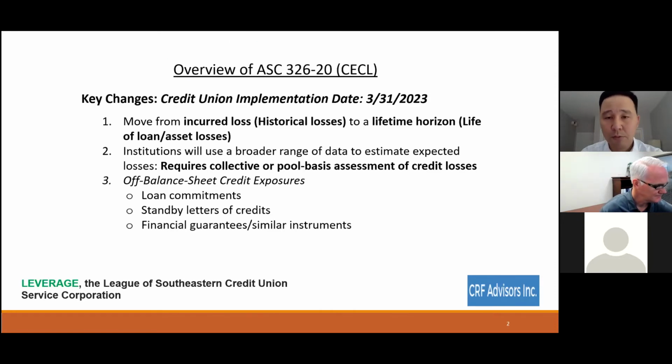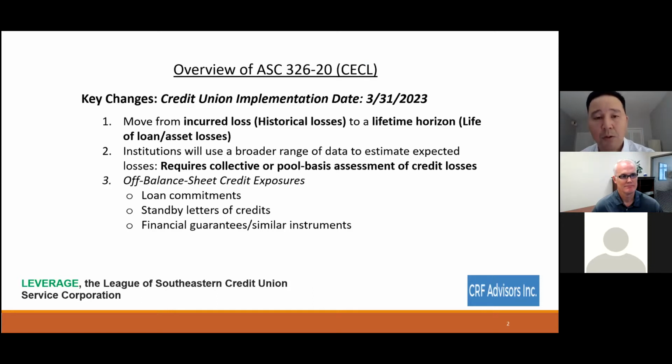Okay. So just really a brief overview. I'm sure that many of you are aware of what the requirements are for CECL implementation, but if you don't, the credit union implementation date is 3/31/2023, or the full fiscal period after your fiscal year end. So if you are a 6/30 year end, if you are a 9/30 year end, it would be implemented for the first period after fiscal year 12/31/2022.